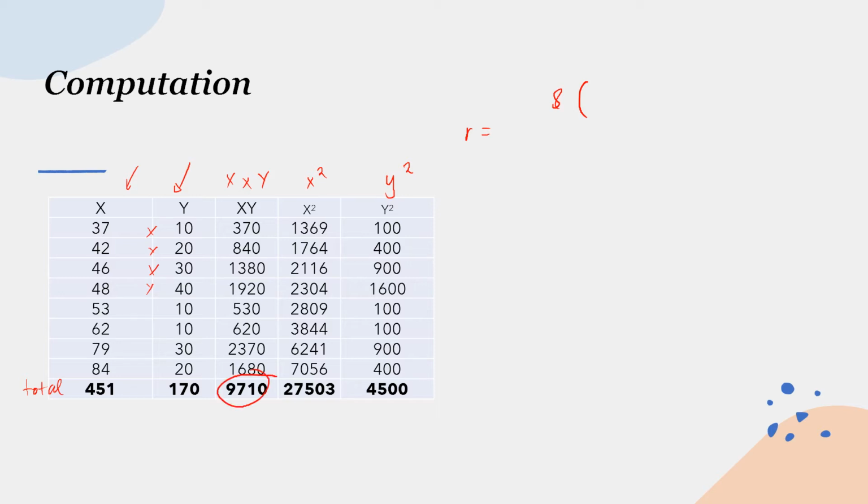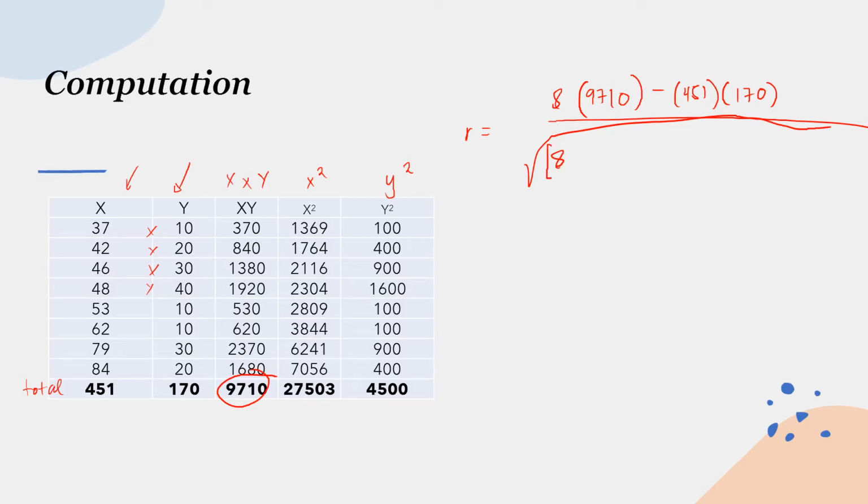9,710, minus the summation of X, which is 451, times the summation of Y, which is 170. Okay, divided by the square root of, okay, apologies for the very crude drawing.